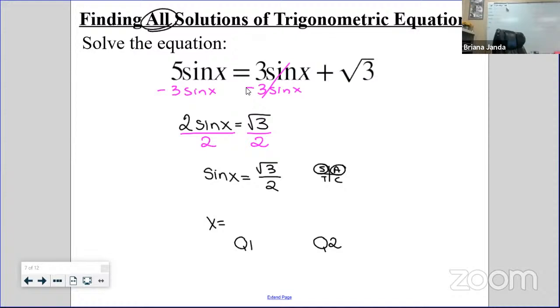Reference angle. What reference angle gives us a sine value of square root of 3 over 2? Pi over 3. And the pi over 3 that's in quadrant 1 is pi over 3 plus all coterminal angles, so plus 2n pi. And the pi over 3 that's in quadrant 2: 2 pi over 3 plus 2n pi.